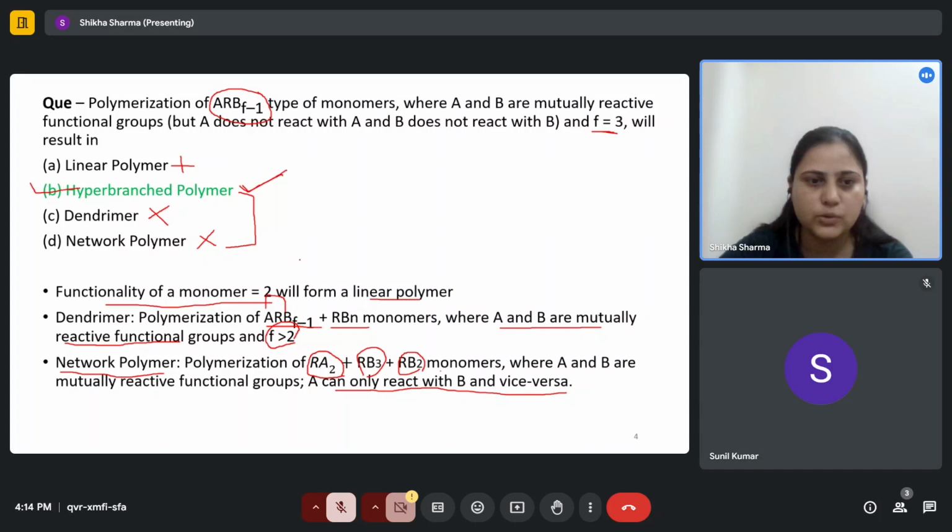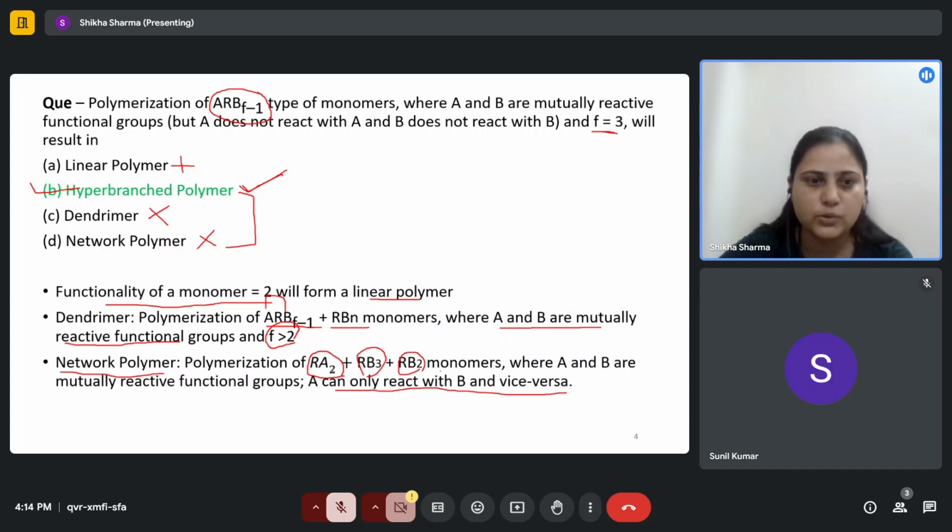So you understood the different cases: when the functionality is equal to 2, we get linear polymers. When the functionality is more than 2, which in this case is f equals 3, we can get hyperbranched polymers, dendrimers or network polymers. But for dendrimers, we have ARB f minus 1 plus RBn, and this type of monomer should be there for the polymerization.